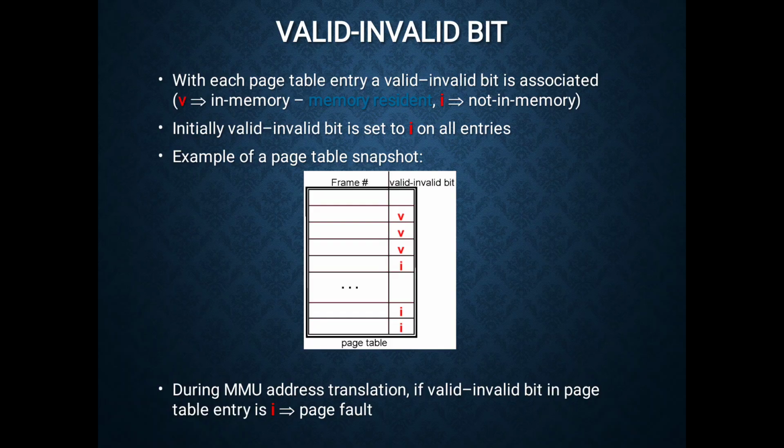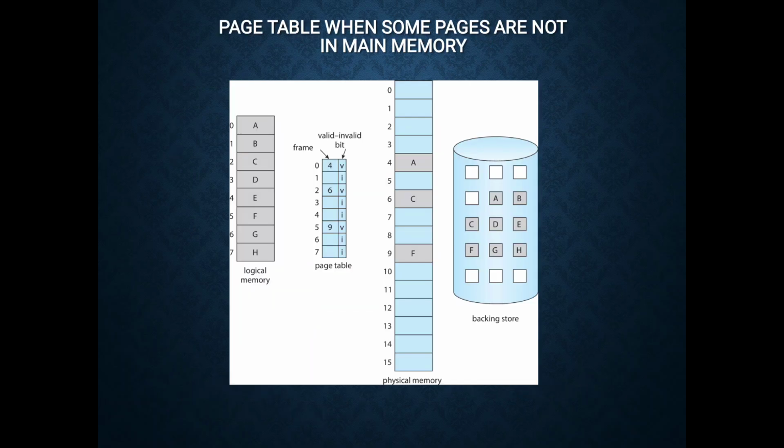Okay. So here is an example of a page table snapshot where the pages are valid or invalid. The valid-invalid bit is set to I in all entries during the memory management unit address translation. If the valid-invalid bit in the page table entry is I, the page is a fault. This is the page table when some pages are not in main memory.